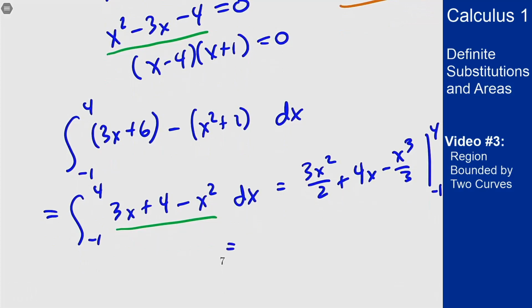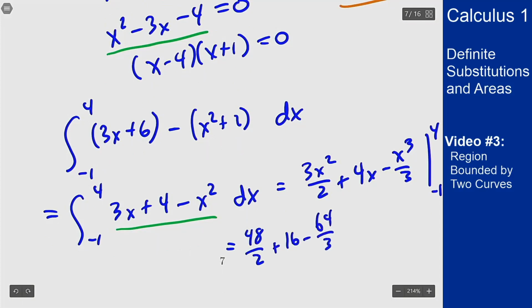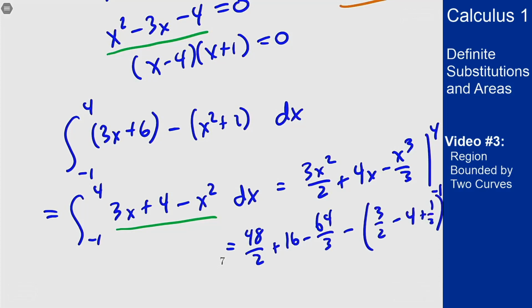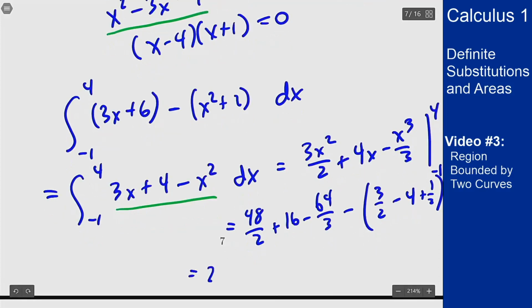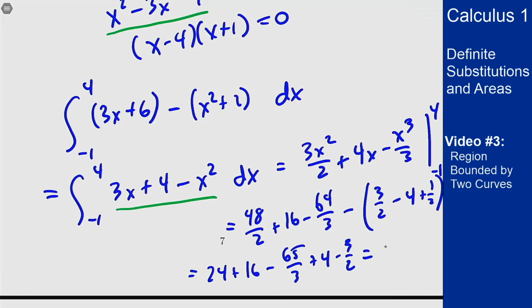4 squared is 16, so that's 48 over 2 plus 16 minus 64 thirds, minus 3/2 minus 4 plus 1/3, because negative 1 cubed is negative 1. I get a 24, I get a 16. That minus 64 gives me a minus 65 over 3, plus a 4 and minus a 3/2. It's going to come out to 125 over 6.